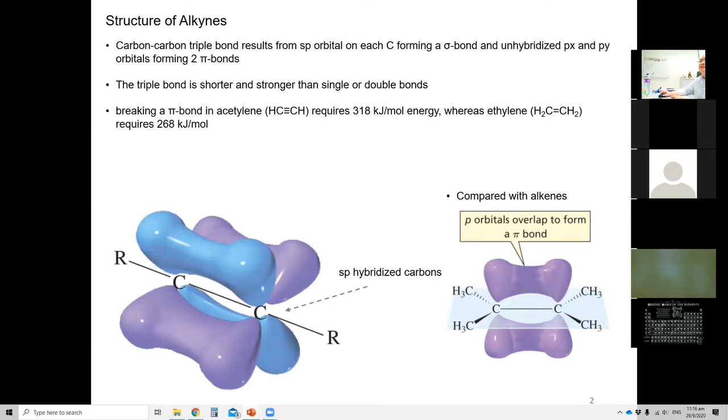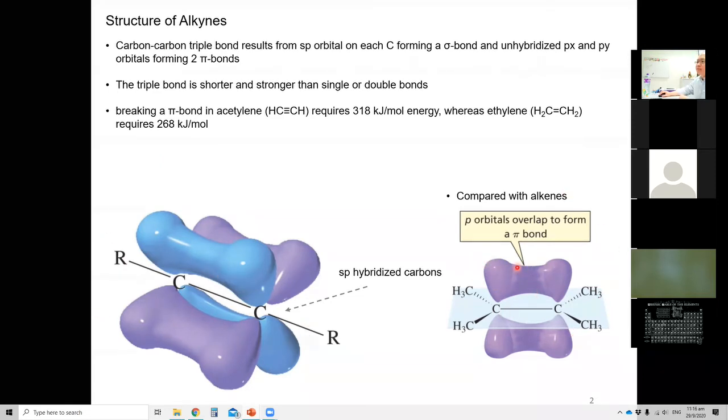So alkyne is linear, like R, C, C, R. These four are in a linear structure. The carbon-carbon triple bond results from the sp orbitals of these two carbons forming a sigma bond, and the unhybridized px and py orbitals forming 2 pi bonds. If you compare alkenes with alkynes, the alkene has 1 pi bond, right? This p orbital forms a pi bond with another carbon's p orbital, and because it's side by side, it has 2 faces, one the top face and the other the bottom face, because of this planar structure.